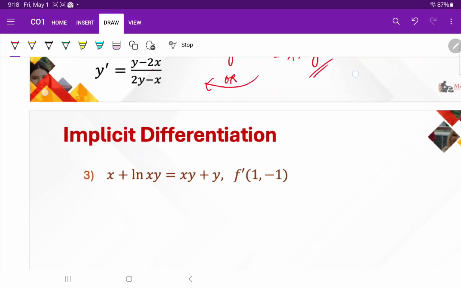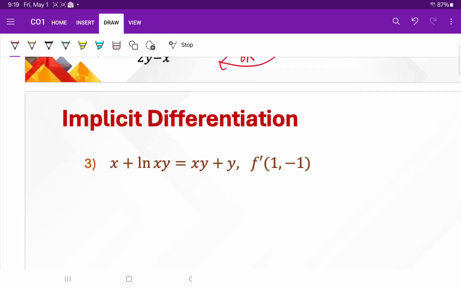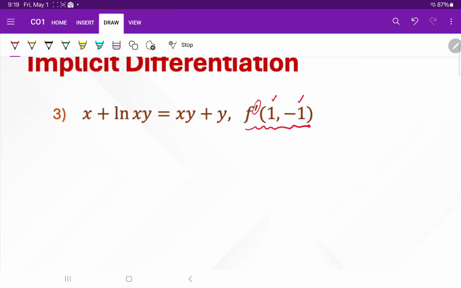Next, we go to this one. Okay, this is what is asked. Which means that you'll solve for the first derivative first, and then substitute 1 for x and negative 1 for y. Okay. So how do we solve for the derivative? This is implicitly defined. So we differentiate all the terms. Differentiate this one, this one, this one, and this one.